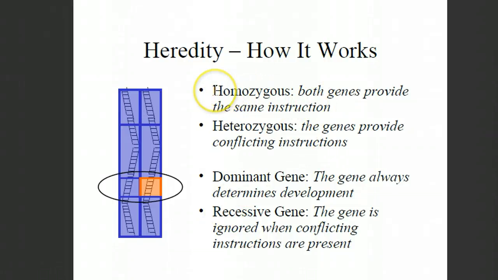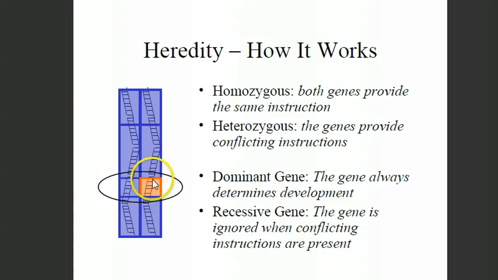Okay, so here are important terms to be aware of. Homozygous, heterozygous, dominant gene, recessive gene. Homozygous, both genes provide the same instruction. So we have homozygous, homozygous. Heterozygous, the genes provide conflicting instructions. So here is an example of heterozygous, as illustrated by two different colors. The dominant gene is a gene that always determines development. Recessive gene, the gene is ignored when conflicting instructions are present.